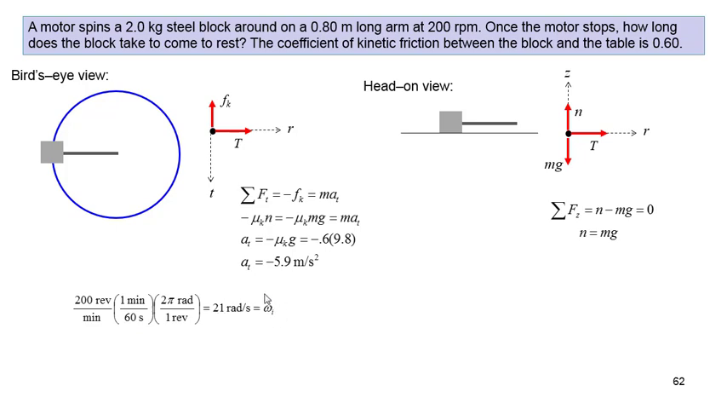That's going to be my initial angular velocity. That's the rate that I'm rotating at initially before the motor turns off. My final angular velocity is just 0 because I come to rest. I'm going to figure out my angular acceleration by using my tangential acceleration, which is negative 5.9. So my tangential acceleration is always equal to my angular acceleration times r. That's what I've done here. So I get that my angular acceleration is equal to minus 7.4 radians per second squared.